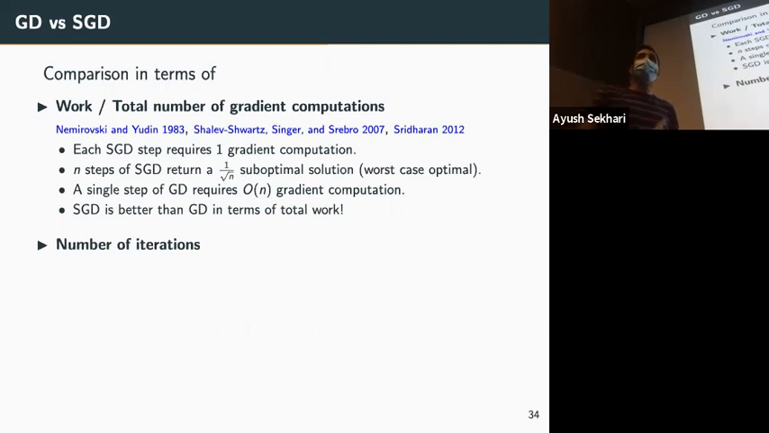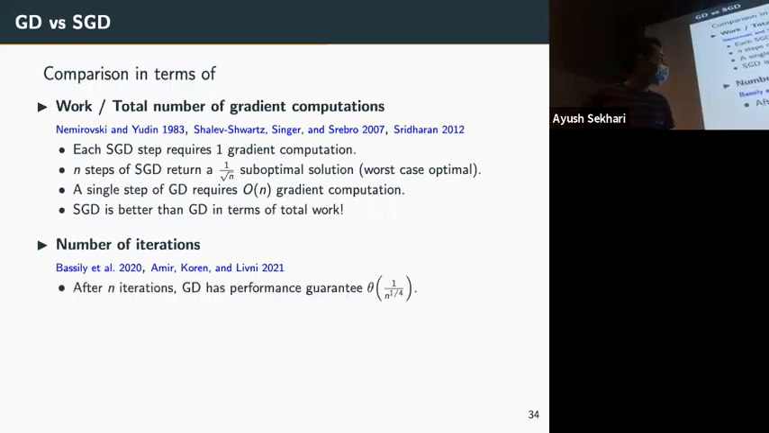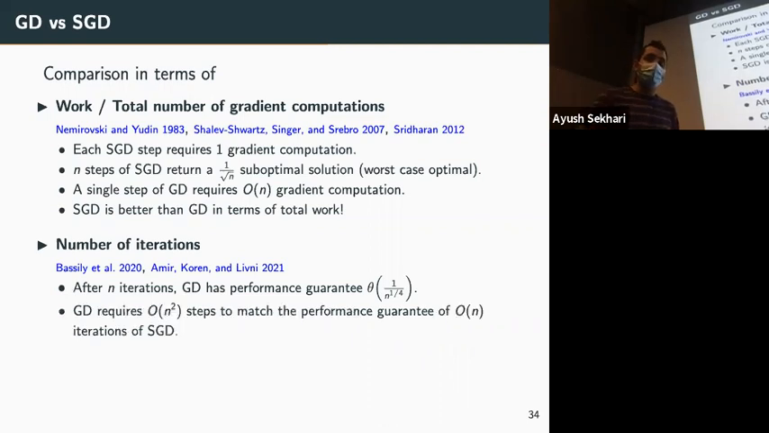The second comparison, which is more motivated from modern applications, is in terms of number of iterations. If I run the two algorithms, how many iterations does GD require to find a similar solution as compared to SGD? This has been recently studied by a few works where they showed that after n iterations, the performance guarantee of GD is something like 1 by n to the 1 by 4. And this suggests that GD requires quadratically more steps as compared to SGD to reach a point with a similar performance guarantee.